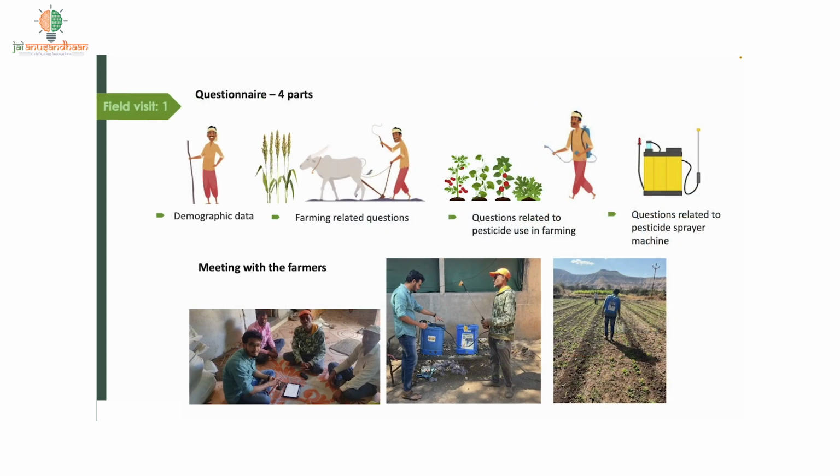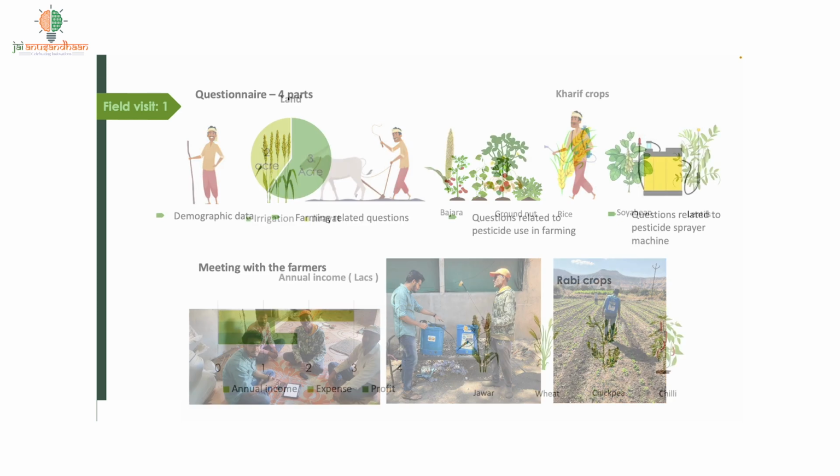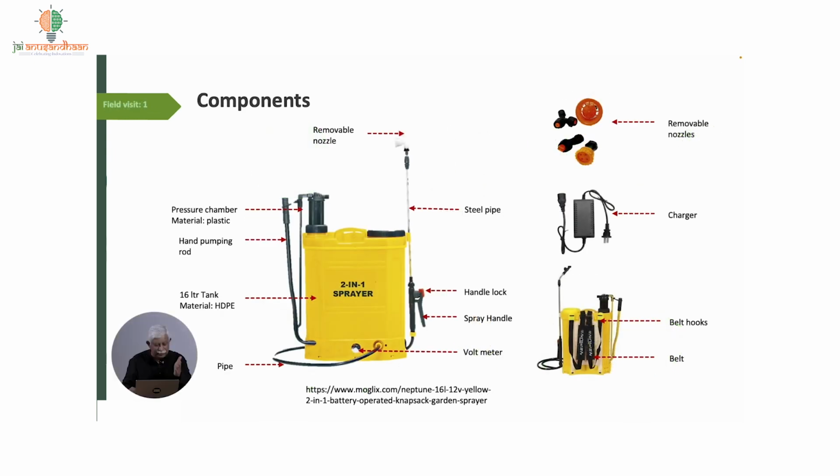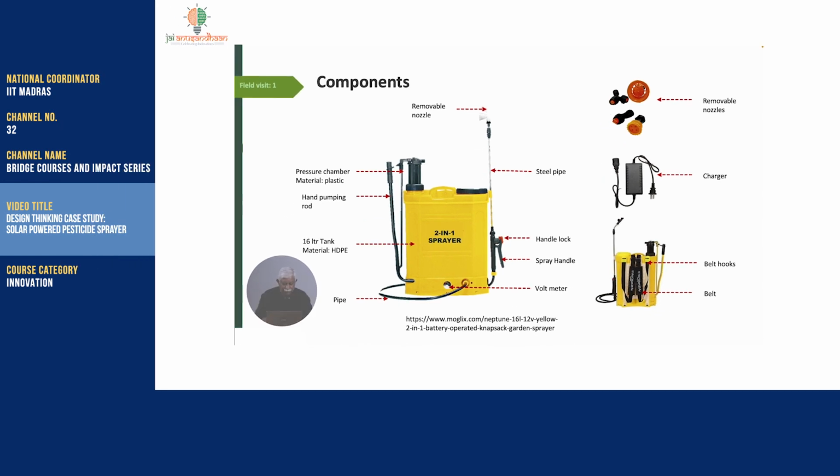So he had two parts to it. He had a questionnaire through which he got primary data, as well as he interacted with the farmers, asking them, talking to them, finding out, trying to assemble it. So he had a lot of data which he collected out of it. He looked at the kind of crops they make and what is their annual income, the Kharif crops and the Rabi crops. He also had a look at the components of the system, sub-components, what you can change, what you need, what are the maintenance issues with that.